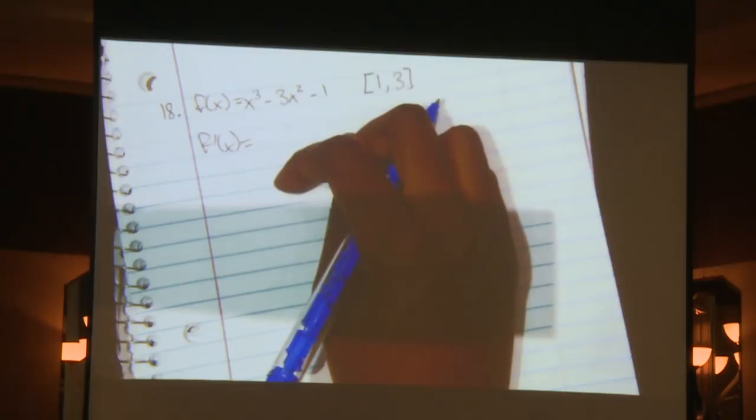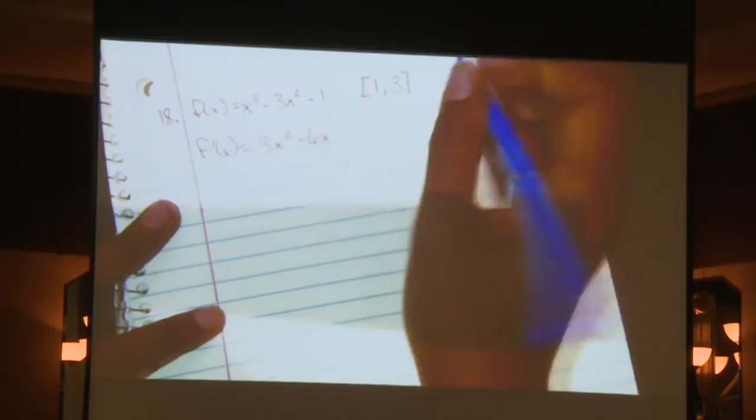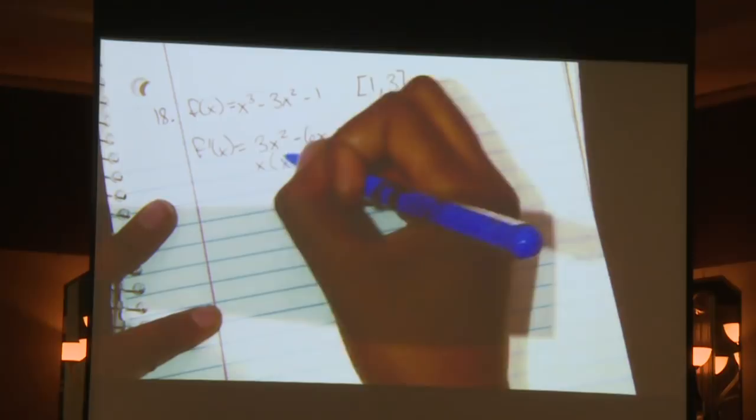So I'll show you guys what I'm talking about. Here, I need to take the derivative to find my critical points, and then from my critical points and also my points on my interval, I can tell what my absolute max and what my absolute min on that interval is going to be. Understand? All right. So 3x squared minus 6x, and then I set that equal to 0 to find my critical points. That gives me x times 3x minus 6 equals 0. So my critical points are 0 and 2.